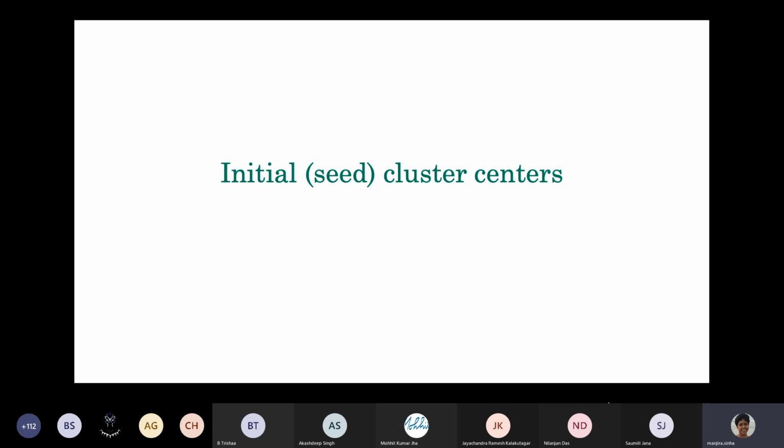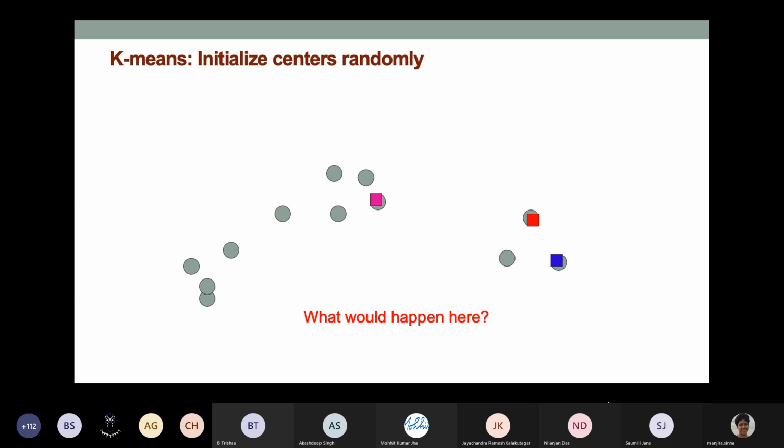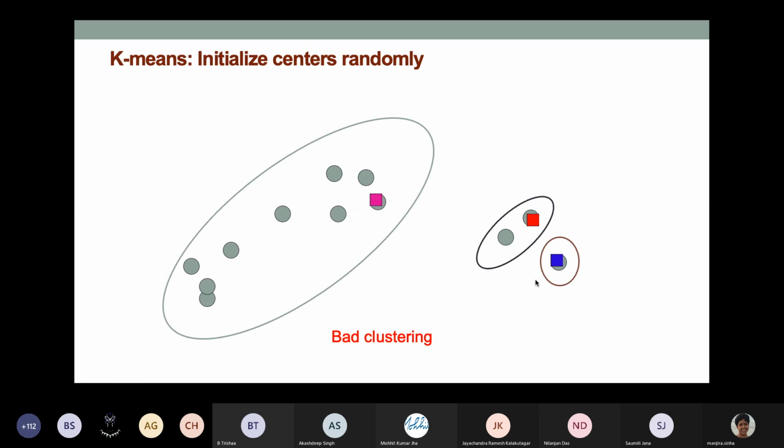So now my value of k. Now my second part is the initial or seed cluster center. How do I come up with the initial cluster center? First, the most common approach is to initialize cluster centers randomly. Now, say for example, randomly, if I say these three are my cluster centers, then what would happen if I reiterate the process of k-means?